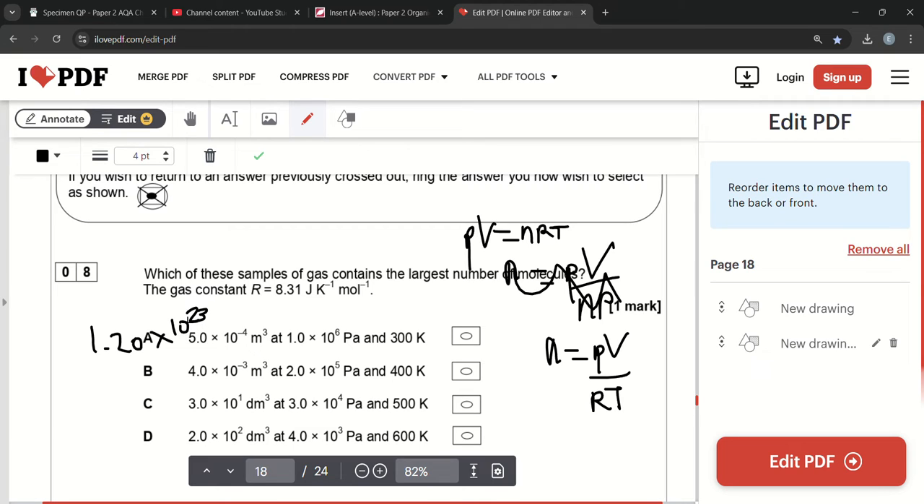This one, part B, 4.0 times 10 to the power minus 3 times 2.0 times 10 to the power 5, divided by R, 8.31, times 400, times 6.022 times 10 to the power 23, gives 1.45 times 10 to the power 23.